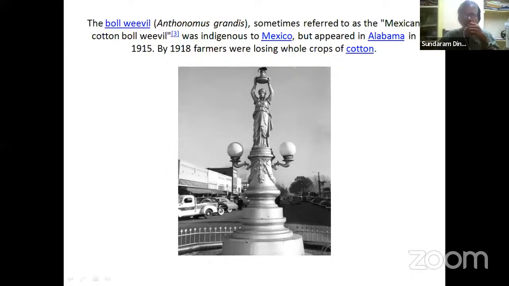It is an indigenous pest of Mexico, but it appeared in Alabama in 1915. By 1918, farmers were losing whole crops of cotton. Then they shifted to peanut cultivation. They just dropped the cultivation of cotton. Then the economy recovered, so they wanted to honor the weevil, and they erected a statue for it.